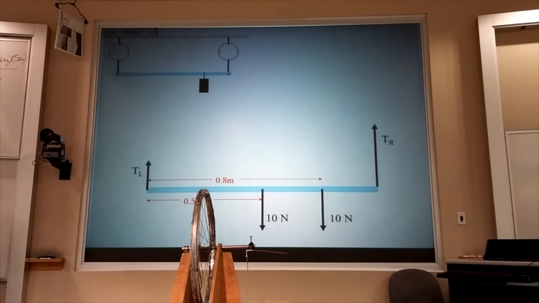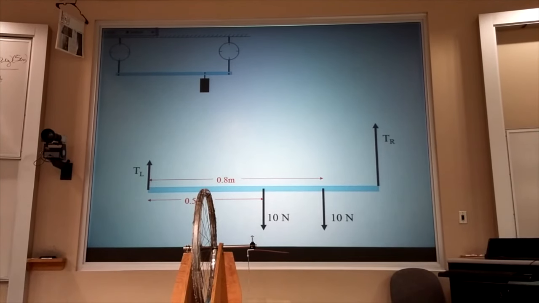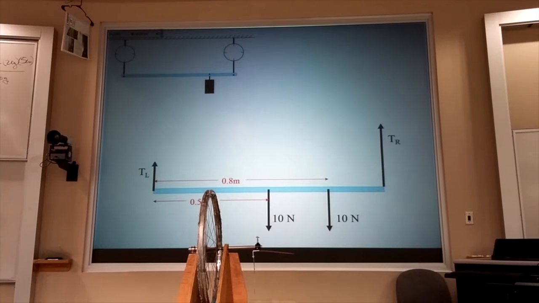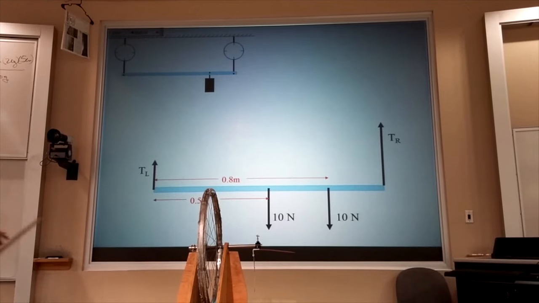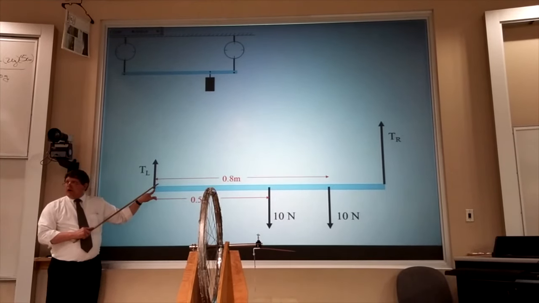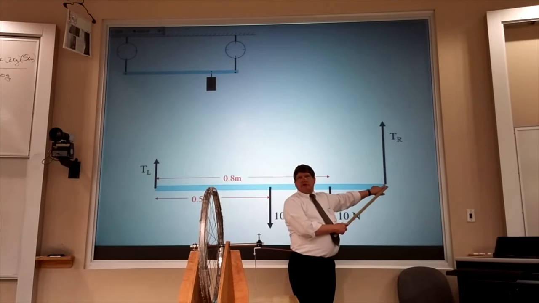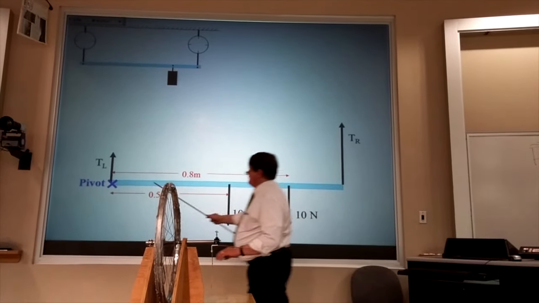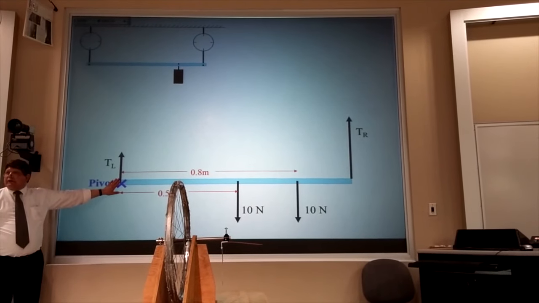However, although there are an infinite number of possible pivots, there are only 2 smart choices. Every other choice, you're going to have to solve 2 equations and 2 unknowns. There's only 2 choices that will allow you to easily get your answer. You can choose it here at this unknown force, or you can choose it here at this unknown force. Let me show you how that helps. I'm going to choose my pivot here. I could have chosen it over there. I just chose it here instead.